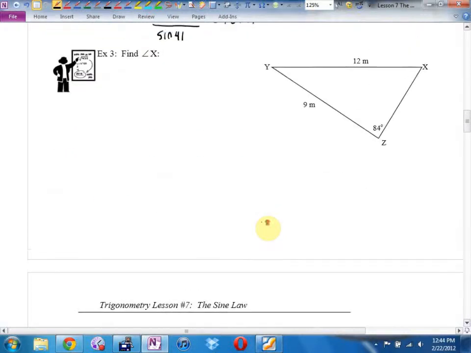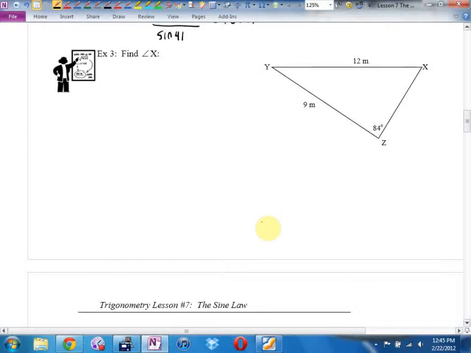Example 3. Tanner, what does it want us to find in example 3? Okay. Check the triangle carefully. Is there a right angle, 90 degrees? Can we use something? Nope. Do I have a pair, though? Do I have an angle and the side across from it? Then I can use the sine law.